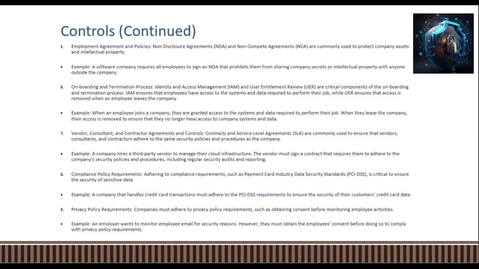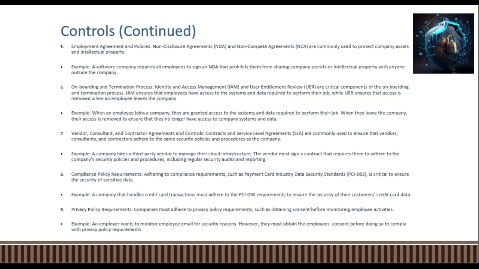Onboarding and termination process. Identity and access management, IAM, and user entity review, UER, are critical components of onboarding and terminating process. IAM ensures that employees have access to the systems and data required to perform their job, while UER ensures that access is removed when an employee leaves the company. Example, when an employee joins a company, they are granted access to the systems and data required to perform their job. When they leave the company, their access is removed to ensure they no longer have access to the company systems and data.